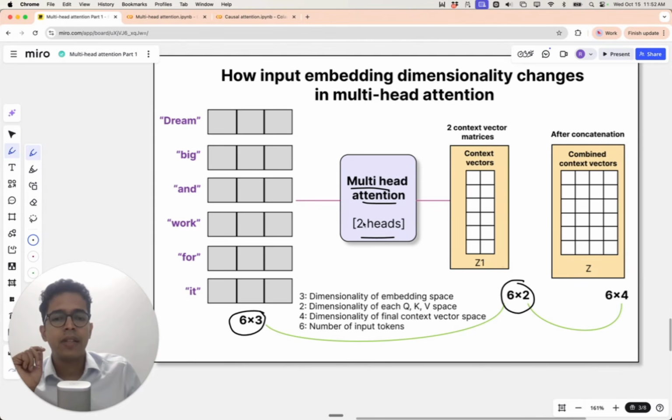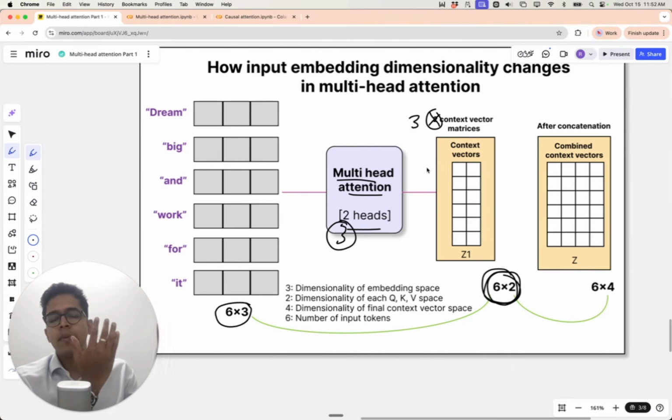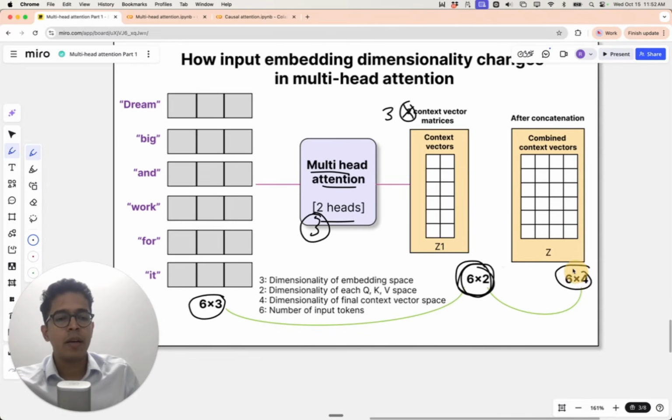Now, what if instead of 2 heads, we had, let's say, 3 heads? And let's say the dimensionality of each of the query key value space was 2. Then each output will be 6 by 2 only. This is not going to change. But instead of 2 context vector matrices, we'll have 3 context vector matrices. And each of them will be concatenated. So will 6 by 2 become 6 by 4? No, it will become 6 by 6, because now you have 3 things to concatenate.